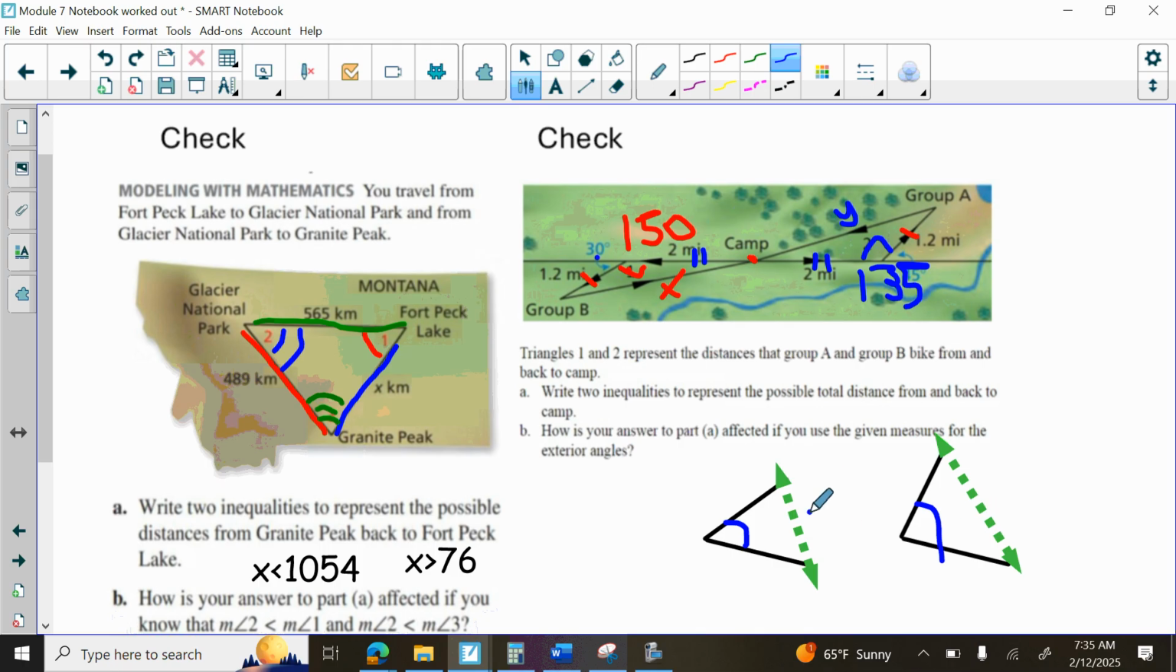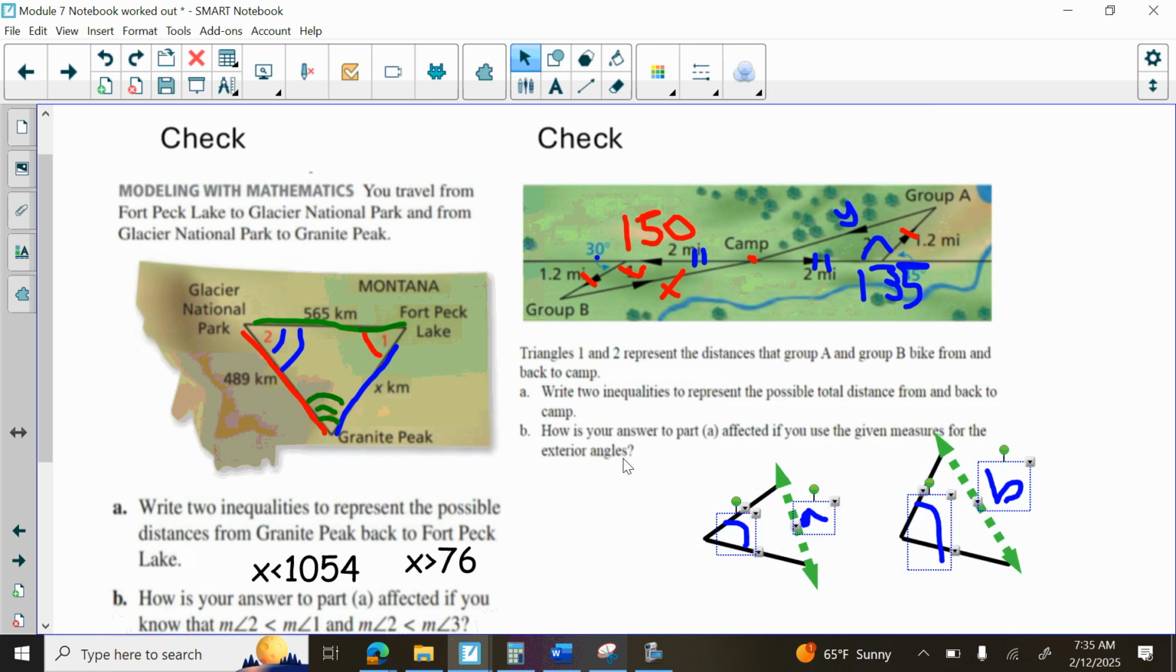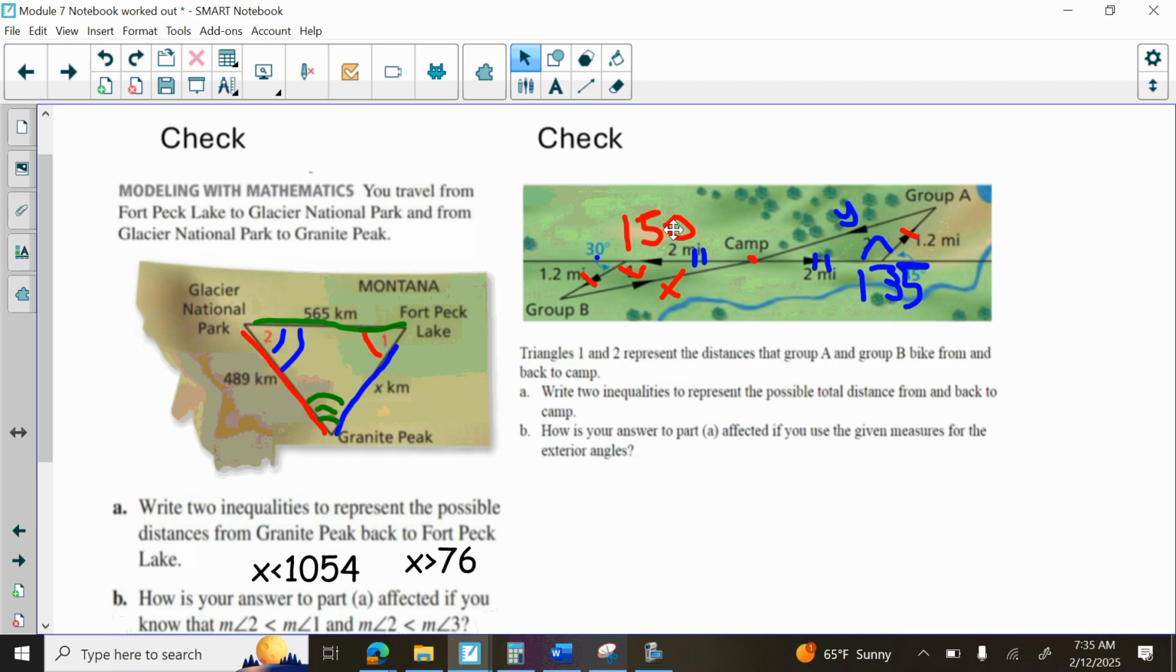Let's call this A and B. What's bigger, A or B? Why is B bigger? Because the angle is bigger, right? So which one of these has a bigger angle? X is opposite to the bigger angle, right? Because that angle is 150, this angle is 135.